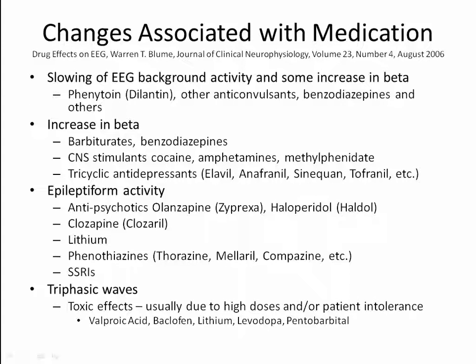Some of the basic changes that are associated with certain types of medications include slowing of the EEG background activity and some increase in beta from a lot of medications. For example, Dilantin and other anticonvulsants, benzodiazepines, do tend to produce this effect. So what do I mean by this? The slowing of the EEG background activity.